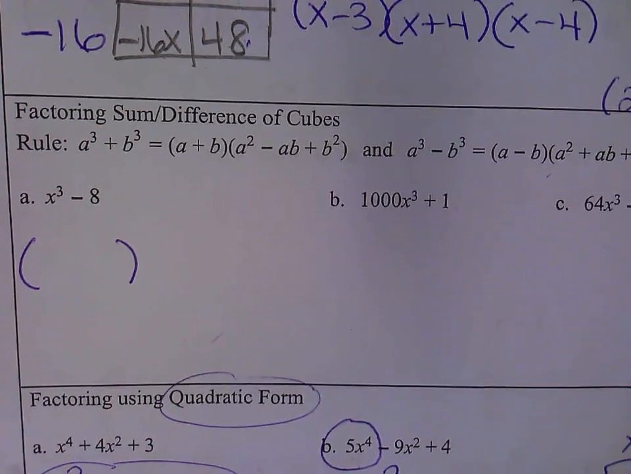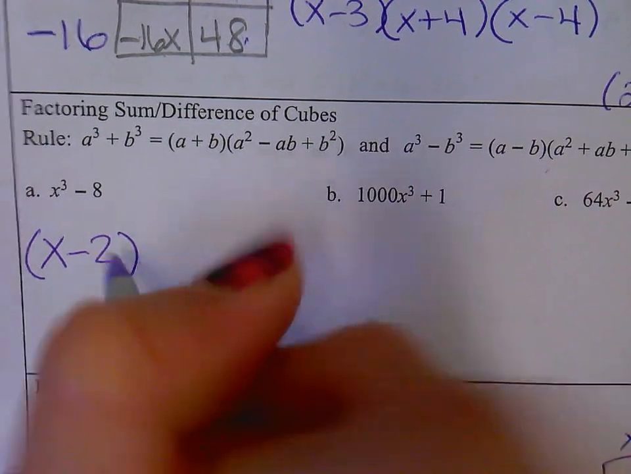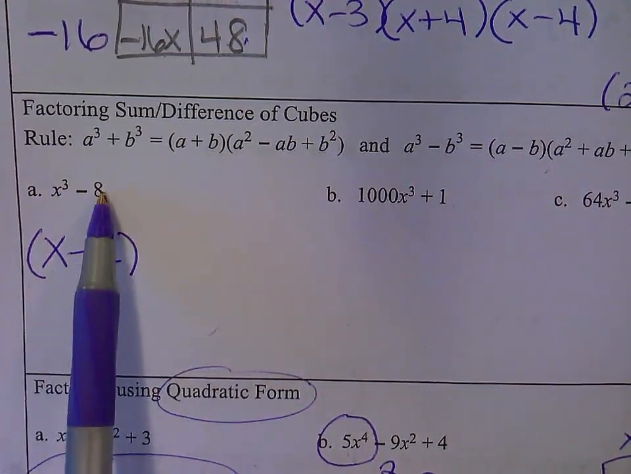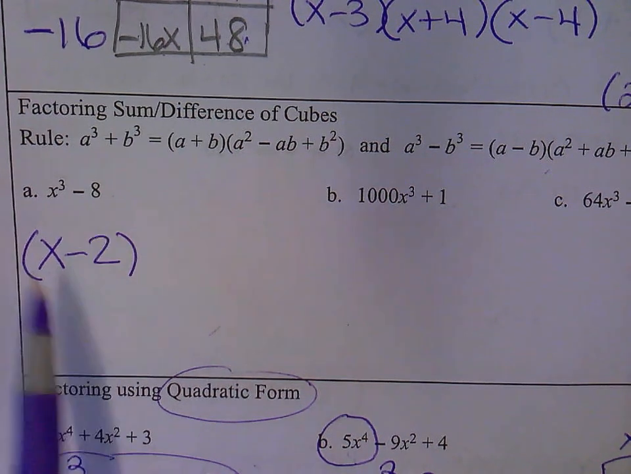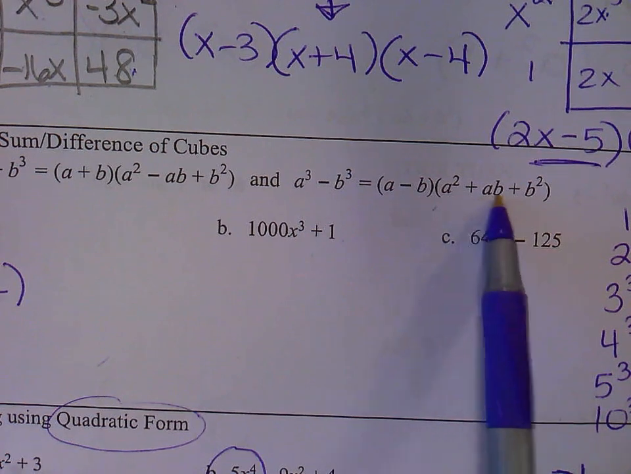Squares, you take the square root. Isn't it just going to be x minus 2? If I take the cube root, I get x. If I take the cube root, I get 2. Now I'm going to use this parenthesis to do the rest of this stuff over here.